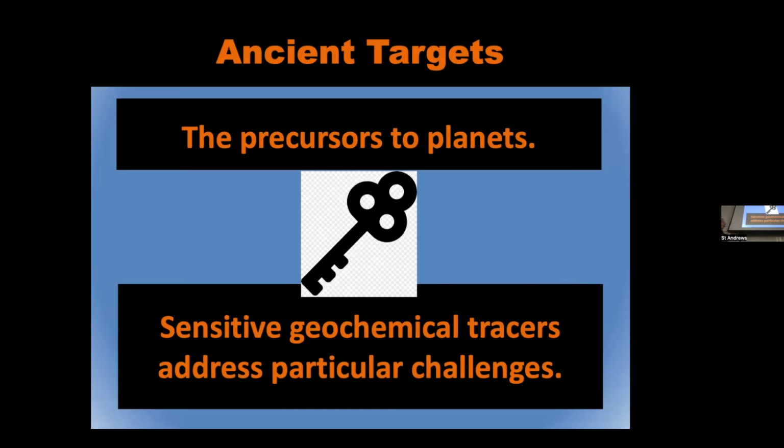Here we're going to focus on ancient rocks, so those that formed over 4.5 billion years ago that really capture that early stage of planet formation. They are hopefully the key by looking at sensitive geochemical traces to address particular challenges, so particular aspects of how those planets come together and how they grow. What happens during that growth? When do we add volatiles? Can we infer that with confidence?